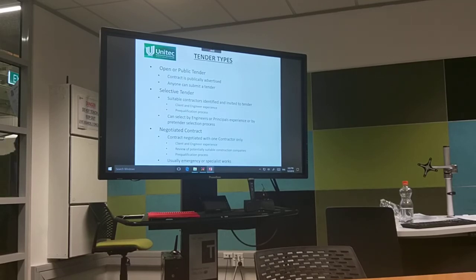So what's the advantage of keeping it down to 3 or 4 tenderers? Easier to select. What else? They've got a high chance of winning, and you also pick the guys that you know can do the job. You're not going to get any cowboys unless you screw up. So that's the selective tender.